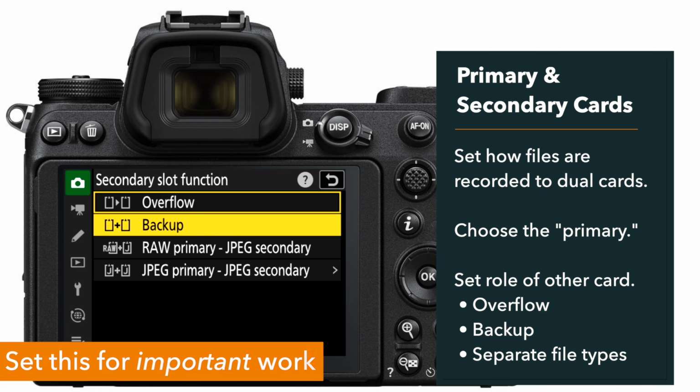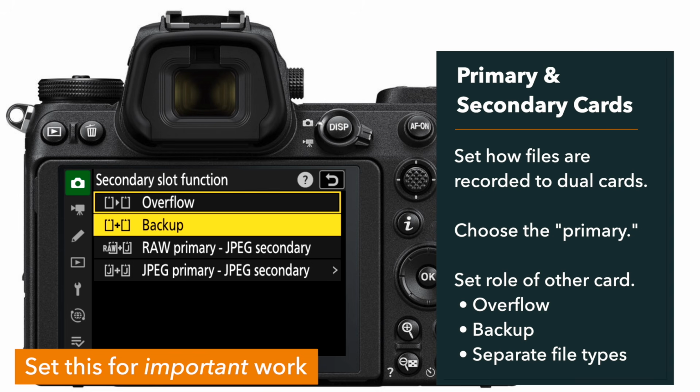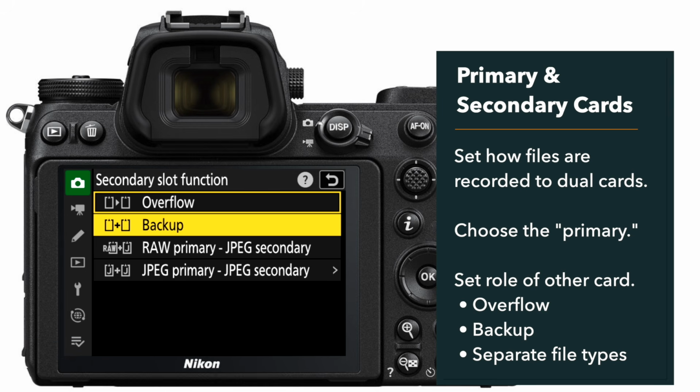So when you choose backup, that means that all of the files that you're recording will be recorded to both the primary and the secondary slots. So at the end of the day, those two cards will be more or less clones of one another. If something happens to one card, you still have an identical backup on the other.